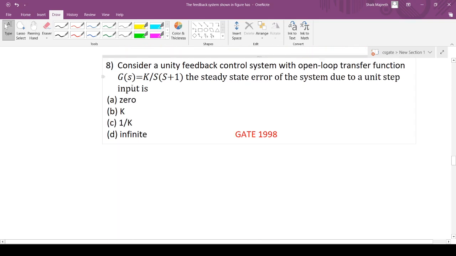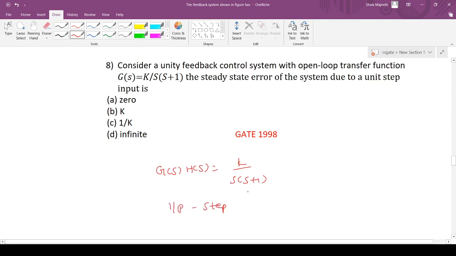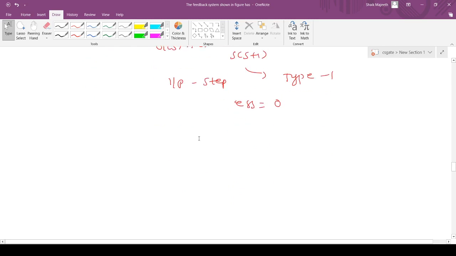Next question, consider a unity feedback control system with open loop transfer function G of s. They have given the steady state error of the system due to step input. So they have given G of s, H of s. H of s is 1, so K by s into (s plus 1). So what is the input? Step. But you see the type is 1. For a type 1 system, the steady state error due to step input is 0. Right? So the answer is 0. Directly you can write. If you want to put it properly in mathematical form, you can, but it's a waste of time. Directly you can write the answer.